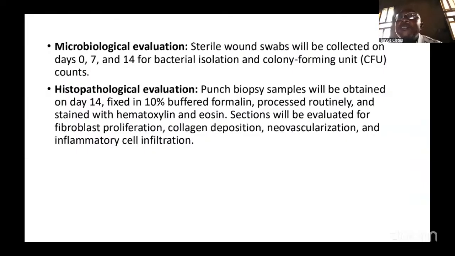Microbial evaluation. Sterile wound swabs will be collected on days 0, 7, and 14. Bacteria isolation and coliform units count. Histopathological evaluation. Punch biopsy samples will be obtained on day 14, fixed in 10% buffered formalin, processed routinely, and stained with hematoxylin and eosin. Sections will be evaluated for fibroblast proliferation, collagen deposition, neovascularization, and inflammatory cell infiltration.